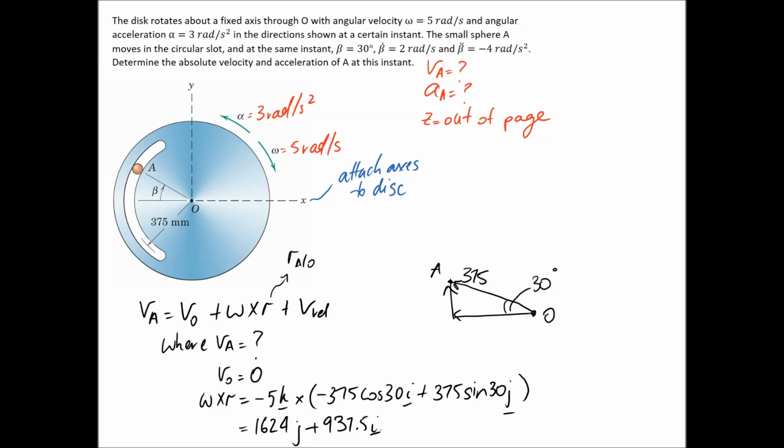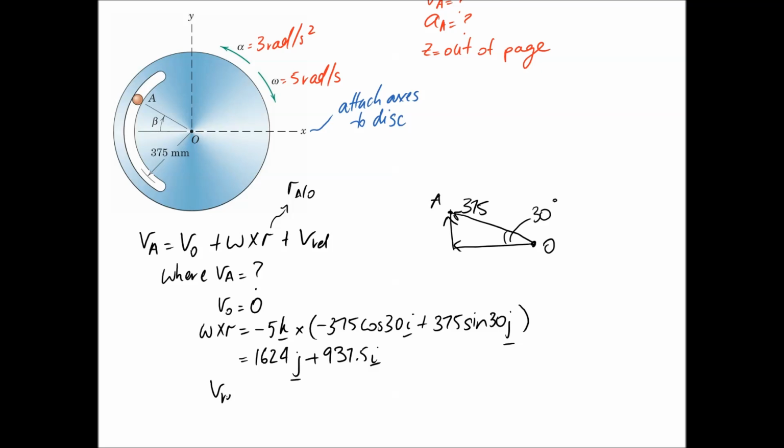Cool. Alright, so we've only got one term left for this velocity analysis, and that is v rel. So this represents the velocity that you see when you're attached to the coordinate system. If you're attached to the coordinate system, you're not going to see the rotational effects because you're rotating with it. All that you're going to see as you're standing on this point and looking out to point A is whether it's sliding within the slot. Again, you're rotating with this disk, so you're not going to see any of that rotational effect.